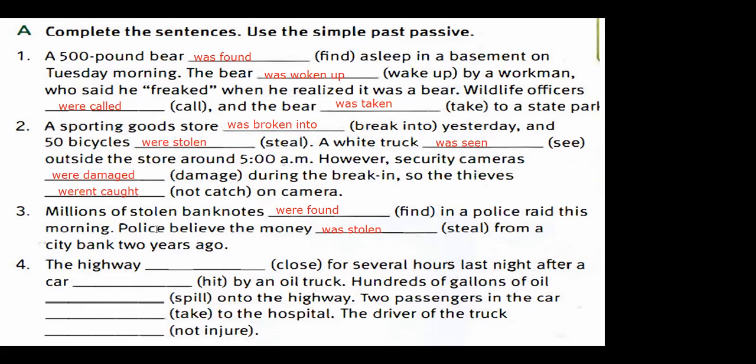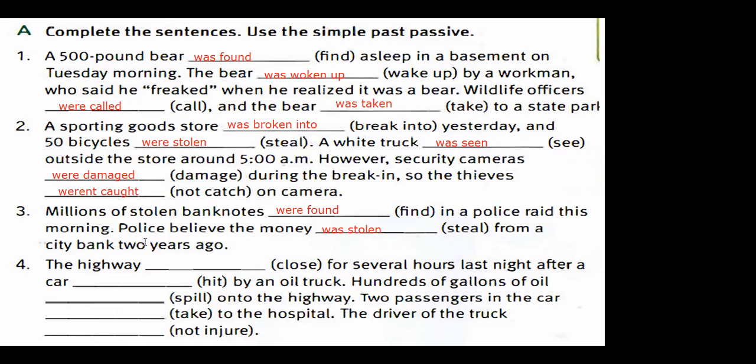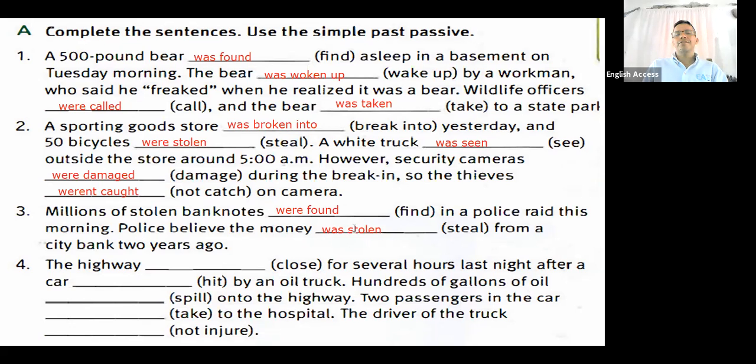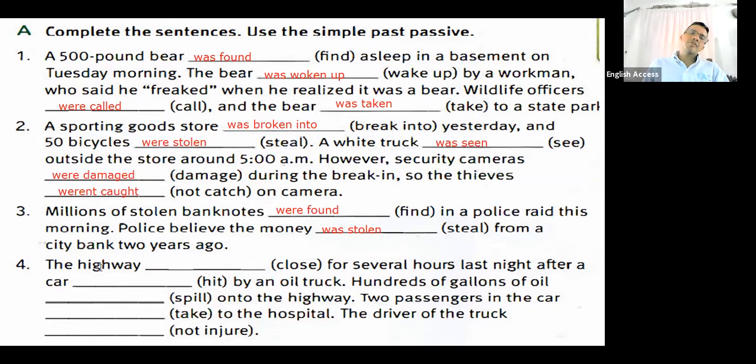Okay. Police, believe. Police believe the money was stolen from a city bank 2 years ago. Yes, excellent. Just remember it's stolen. I didn't say anything because police could be British, but Americans say police, or British say police. So it's okay. Number 4.